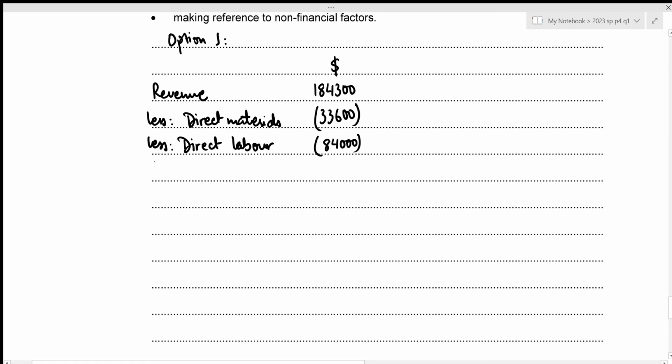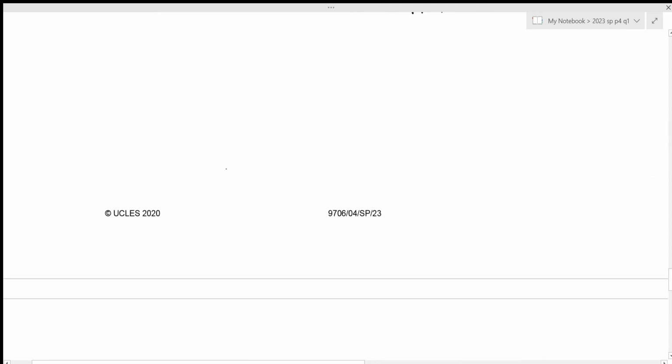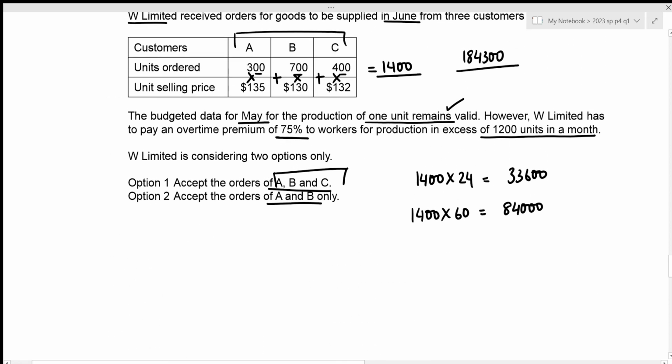And lastly, we also need to give overtime because we are producing 1400 units and we need to give overtime for units in excess of 1200. So the overtime is just going to be 200 because that's the total extra units that we are producing times 60, and we only need to pay the premium of 75%. So that will be times 0.75 as well, which gives the overtime for labor a value of 9,000.